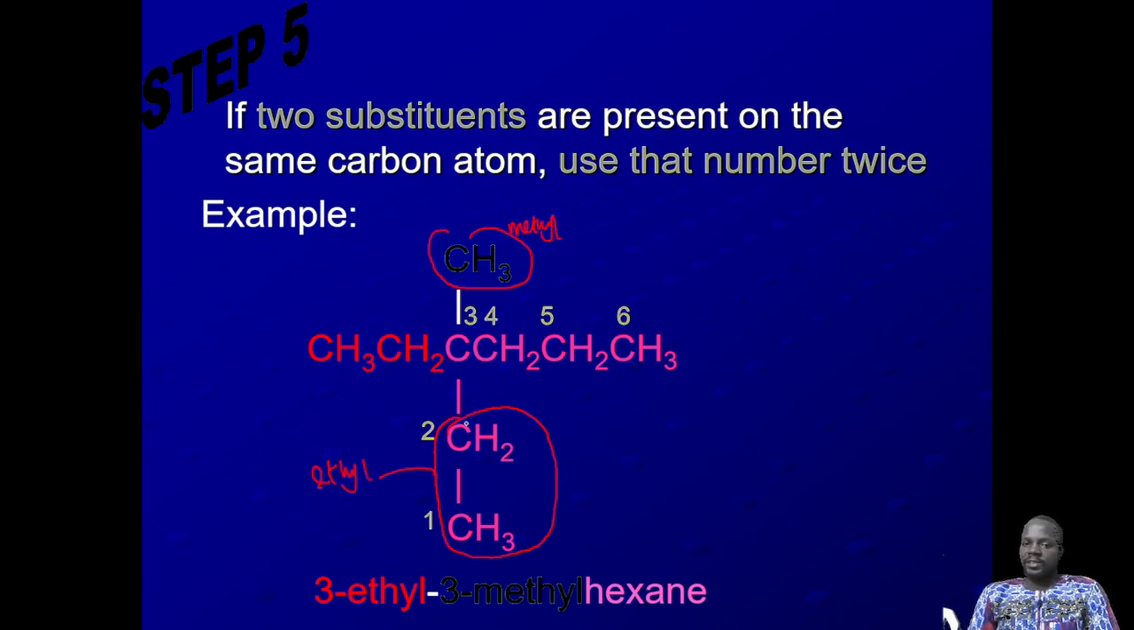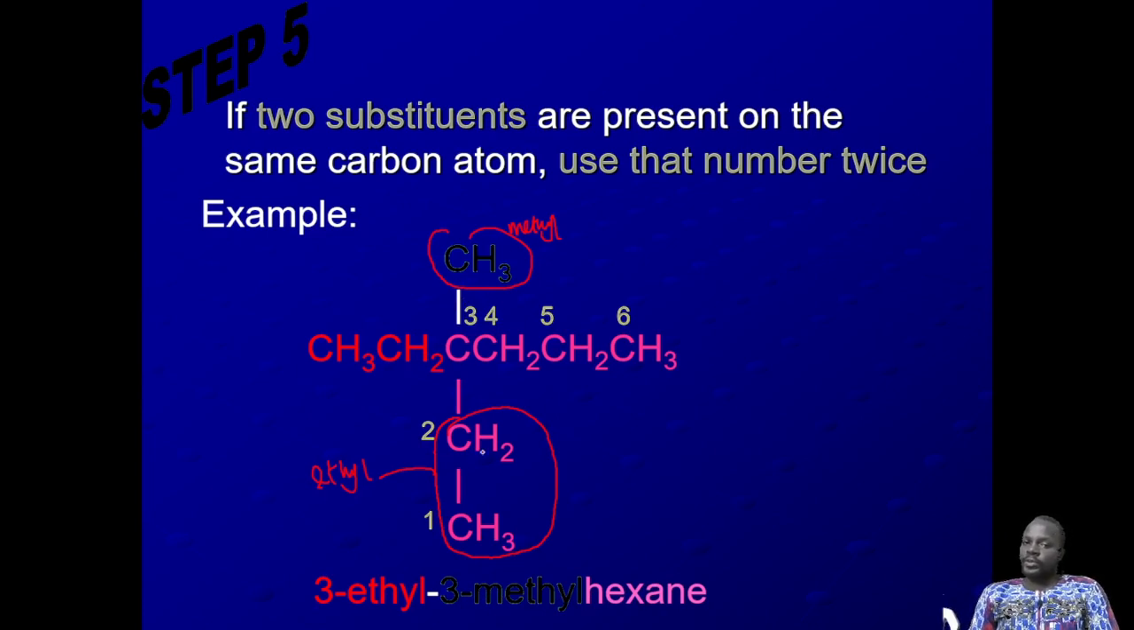Then again, the longest carbon chain is 1, 2, 3, 4. You can see 1, 2. That's why I'm showing you 3, 4, 5, 6. That's the longest carbon chain. When you spot the branching, you can label now 3-ethyl, 3-methyl-hexane. So I have to write 3 twice. It doesn't stop anything, as you can see. So you need to be careful about all these things.